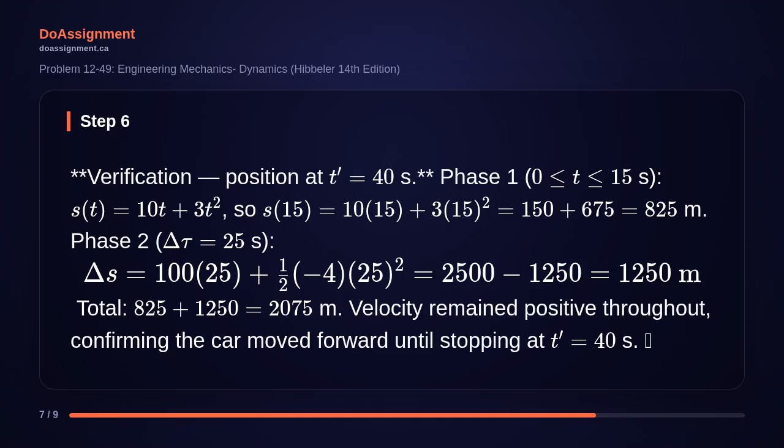As a sanity check, we compute the total distance. In the first 15 seconds, the car covers 825 meters, and in the next 25 seconds, it covers 1,250 more meters, for a total of 2,075 meters. The velocity was always positive until t prime equals 40 seconds, so the answer is physically consistent.